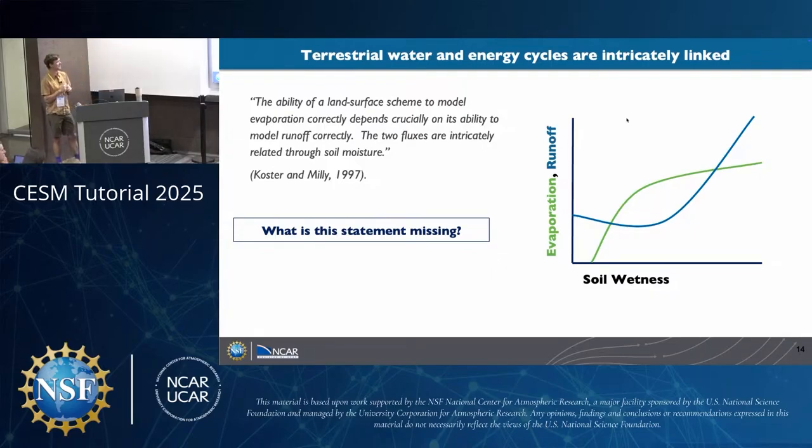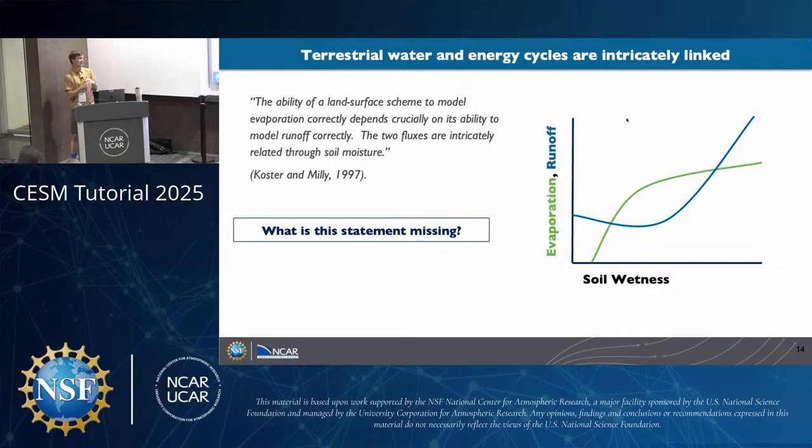Okay, so this is a quote from Randy Koster, where he said, the ability of the land surface scheme to model evaporation correctly depends on its ability to model runoff correctly. The two fluxes are intricately related through soil moisture. And so there's this idea that one of the important things that the land does is represent things like runoff, which is important if you send your kid to a camp in Texas and you want to know when runoff's happening. That's really, really important.